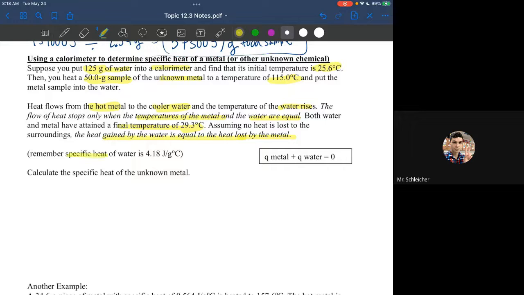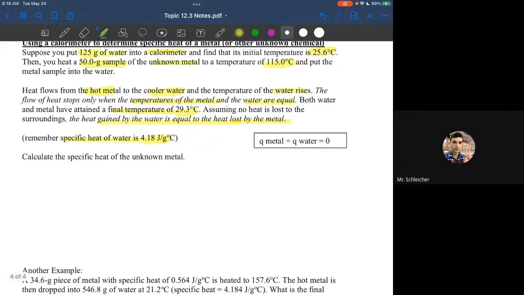And also remember the specific heat of water is 4.18 joules per gram degree Celsius. The other thing to know is the heat of the metal plus the heat of the water is equal to 0. This is just a variation of what we already said before. You could say, oh, the heat of the metal is equal to negative heat of the water. That means the exact same thing. They're just going to be opposites of each other. The numbers should be equal, but maybe the plus or minus will be different.